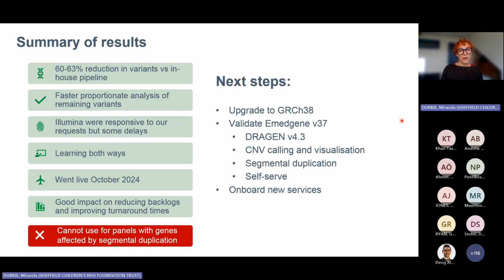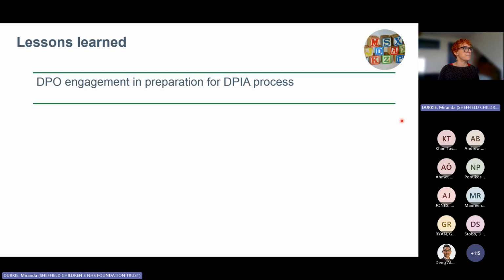So the next steps are currently working on upgrading it to build 38. There's a new version of Emedgene, version 37, which has got a lot of changes in. I think this is only just a few, but the really key ones are it's got a new version of Dragon, version 4.3. So we're really hoping that will improve the CNV calling. It's got completely new features for visualization of CNVs. Should be some improvement in segmental duplication, but we've not started testing that. More self-serve features. So we're about to start validating this and then looking to onboard new services.